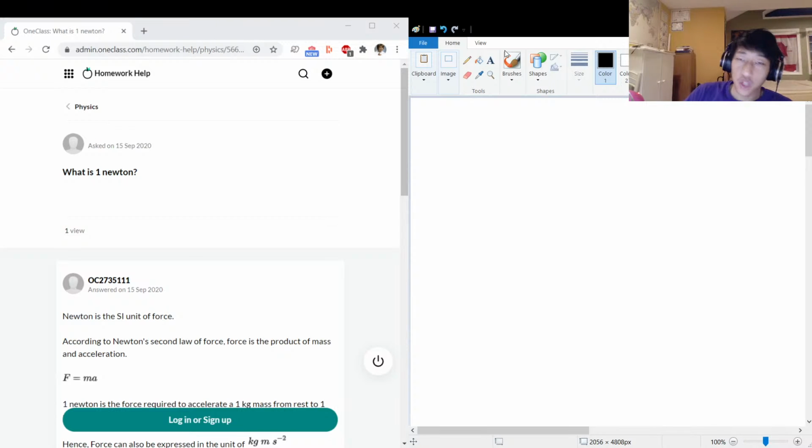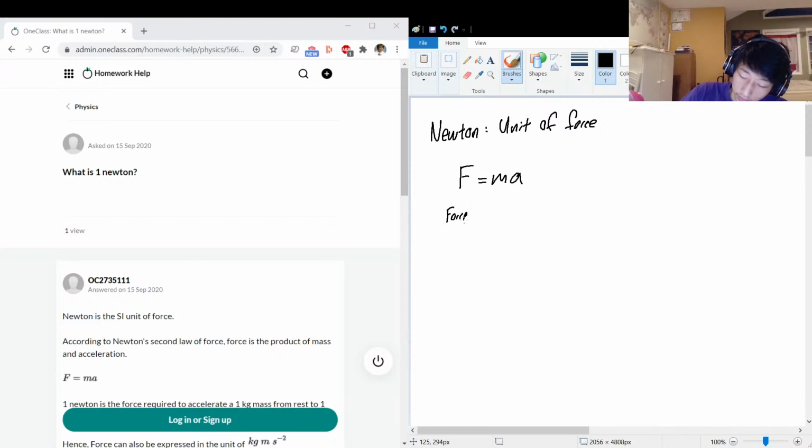Okay. Next question that we got on the menu today is, what is 1 Newton? So a Newton is a unit of force. Believe it or not, it was named after Isaac Newton. Now, Isaac Newton had this famous equation. Newton's second law is F equals ma. So the force in Newtons is equal to a mass times acceleration.